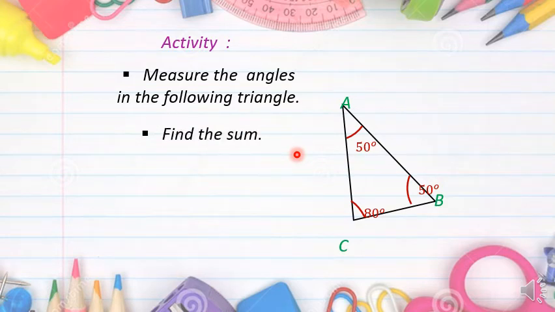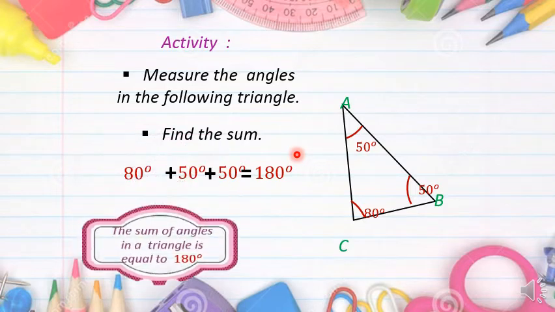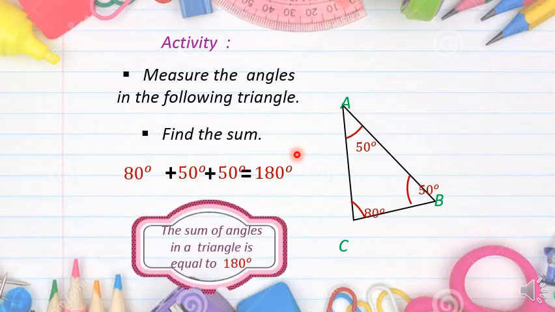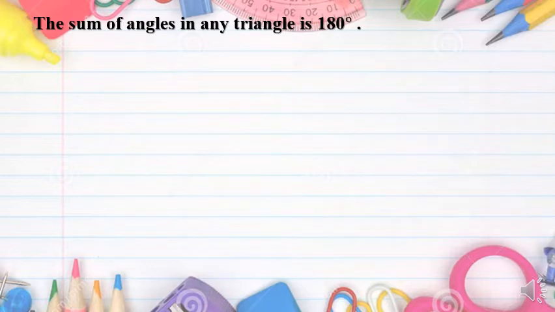Now find the sum. Add these angles. 80 plus 50 plus 50 is equal to 180 degrees. So we conclude that the sum of angles in any triangle is equal to 180 degrees. Let's make another activity to make sure that the sum of angles in any triangle is 180 degrees.